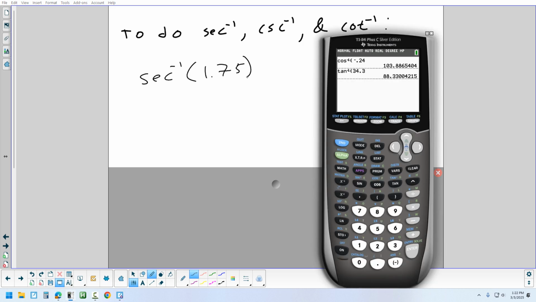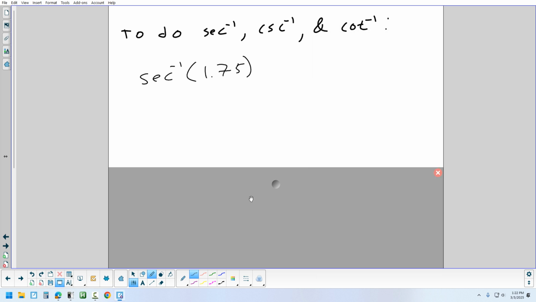Okay, let's look at the calculator. Do we have a button that has secant to the -1? No, we don't have a button for that. So we've got to think about it. We're going to do something with division. I've rewritten this a couple times, like when we were using the chart. What does inverse secant of 1.75 mean? I want to rewrite this using regular trig instead of inverse trig. I want to think about it a little differently.